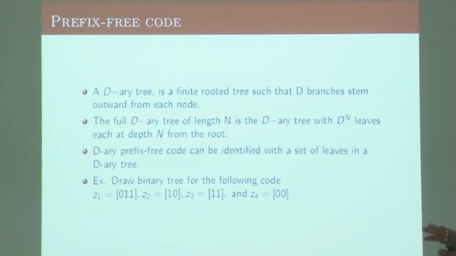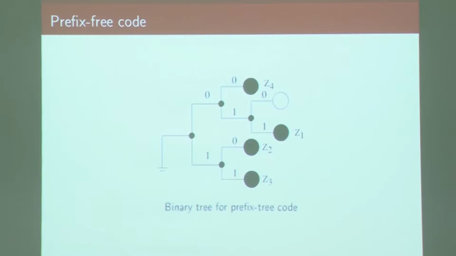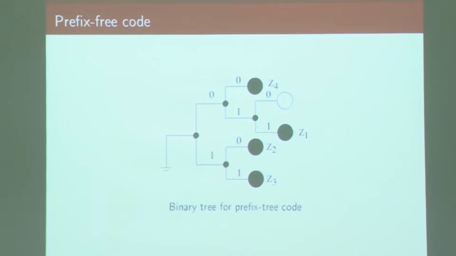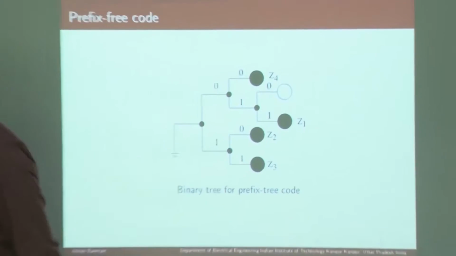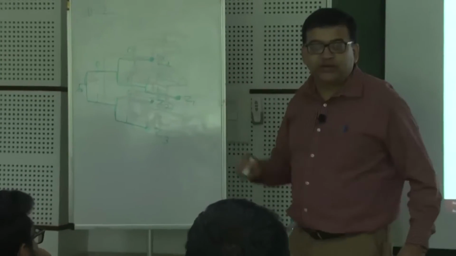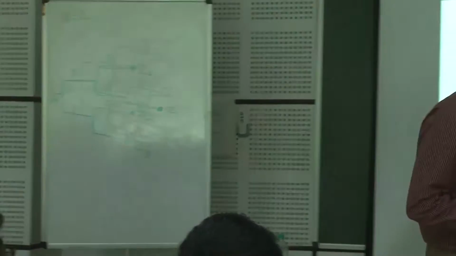Is this clear? What is a prefix-free code and how we can map this prefix-free code to a D-ary tree? I already had this. You can see here I have an unused node also here. There is no code word assigned to this, just noting it by this.